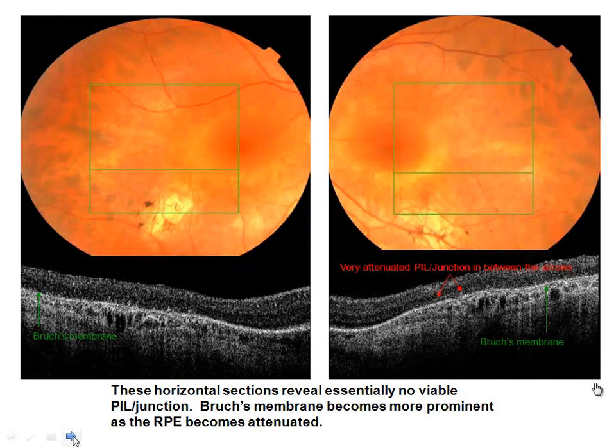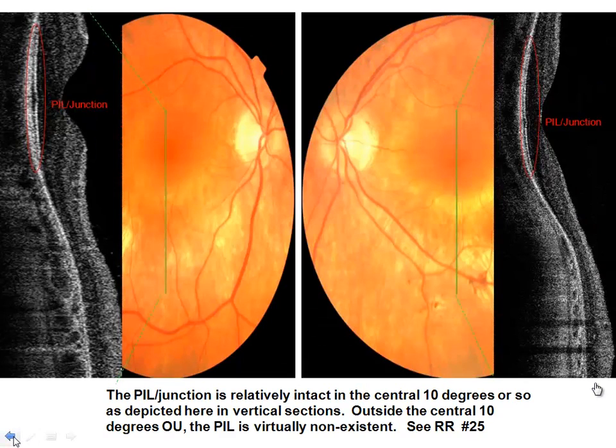We can take another image of this, a vertical one. And here we can see, again, it's a vertical slice right through the fovea, vertical section. We can see the PIL is present under the foveal pit in the right eye. PIL is present over here under the foveal pit in the left eye, but then it just disappears. It just sort of fades away. This patient has pretty much intact cones and virtually no rods, very, very few rods.